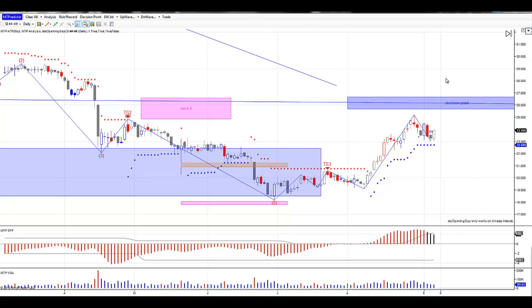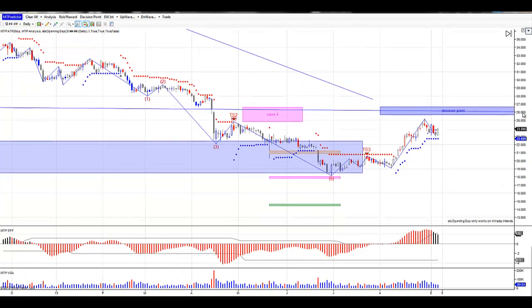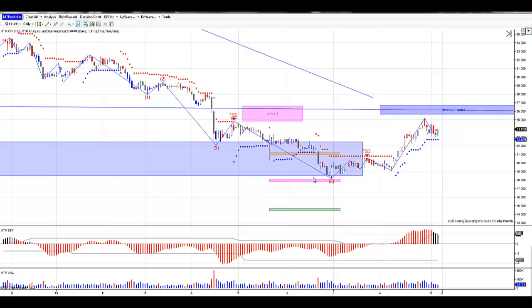If they take this out to the upside, all right, then they may erase the whole 5-wave pattern down here, and we would take our decision point off of the top of the wave 1 there, and that would put us just above that $34 level in silver.